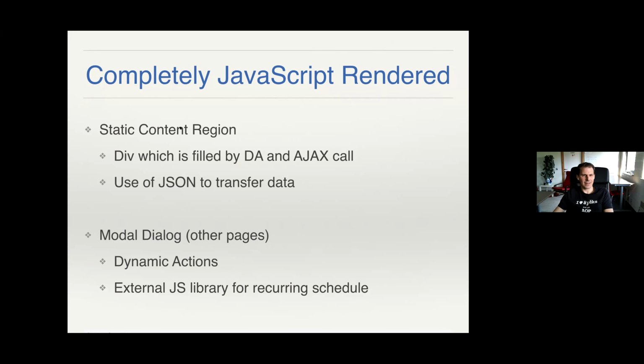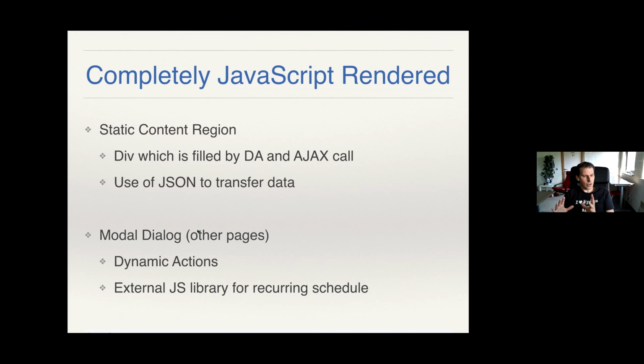So there's a region, an HTML region, and there's a div, and that's about it. Then it's filled with a dynamic action and an AJAX call. So everything that you see on the screen is done with an AJAX call. There's no PL/SQL region or anything like that to generate the HTML. It's all done by an AJAX call and some JavaScript. We use JSON to transfer data. This was the same as with the previous example. This is a really performant way of transferring data.